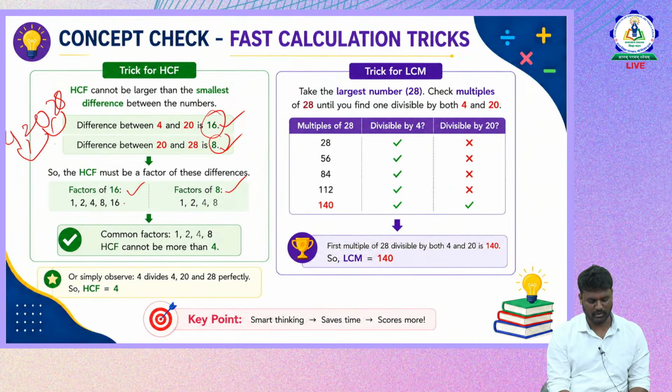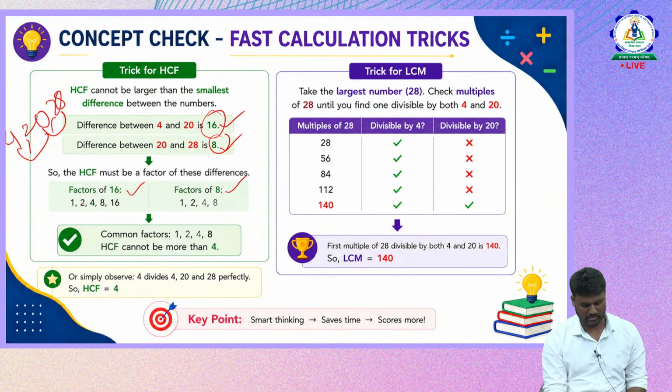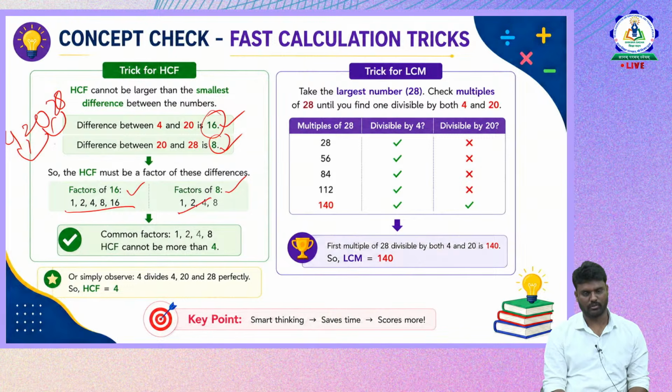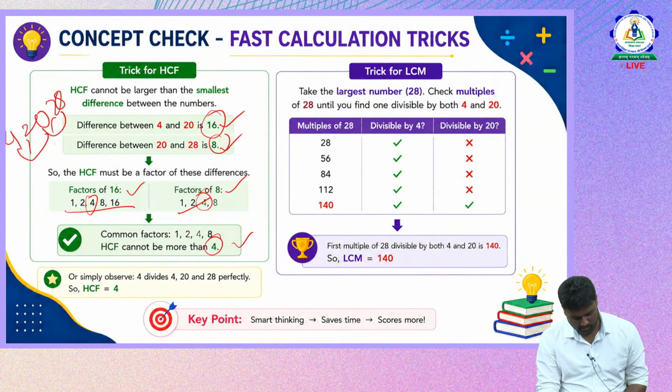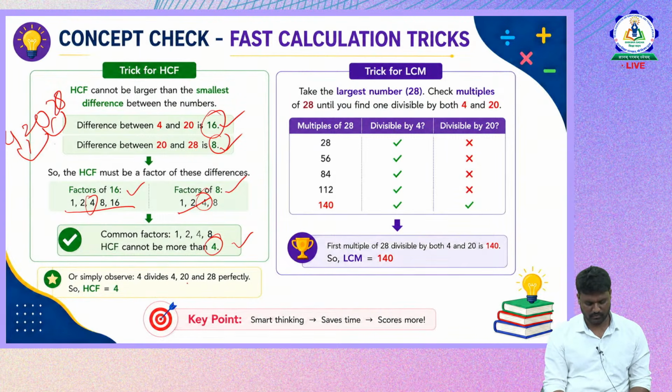For the factors of 16, we can write 1 into 16, 2 into 8, and 4 into 4. So the factors of 16 are 1, 2, 4, 8, 16, and the factors of 8 are 1 into 8, 2 into 4: 1, 2, 4, 8. Now out of these we have to identify the common factor. The common factors are 1, 2 and 4, and the highest is 4. This is the highest common factor of the given 4 and 20. Simply, you can also observe that 4 divides 4, 20 and 28 perfectly.